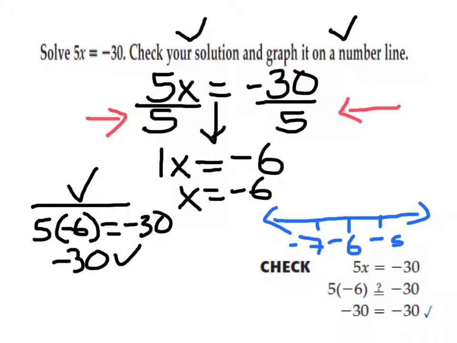Now in order to graph it, I am going to go ahead and put a closed dot, which means include 6, and that is it. That's how we graph using a number line.